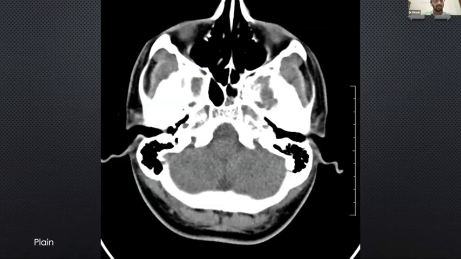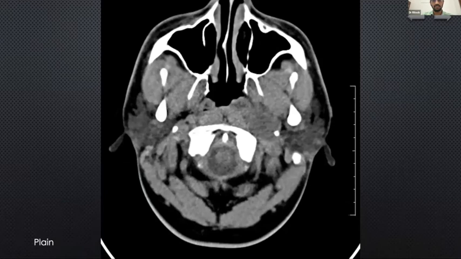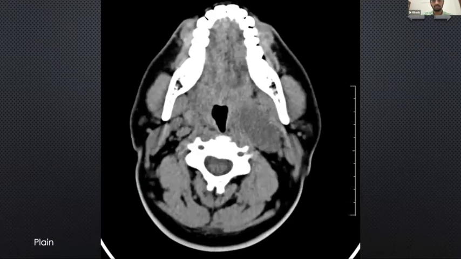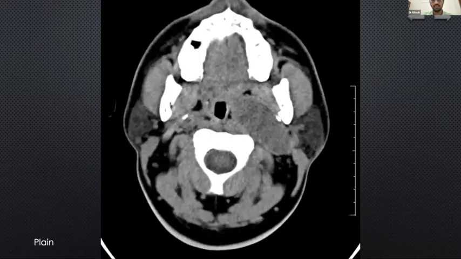These are the axial sections, non-contrast images of the head and neck. I could see a fairly well-defined hypodense lesion in the carotid space.